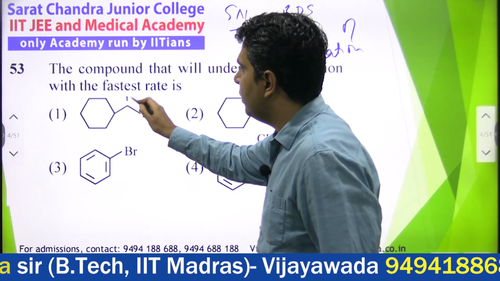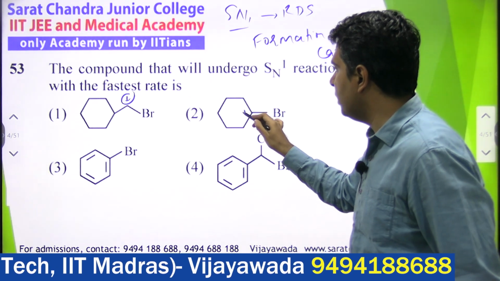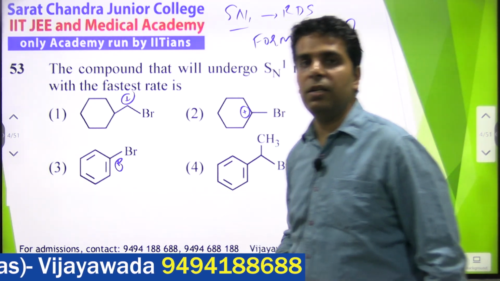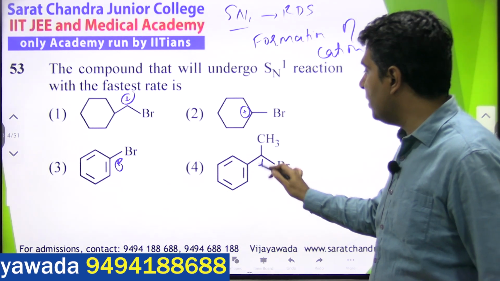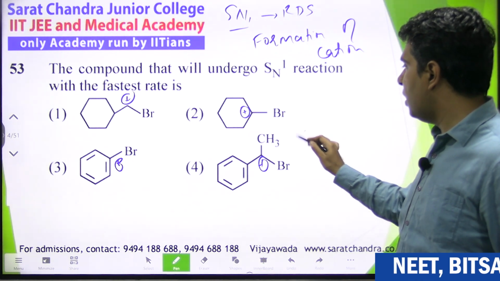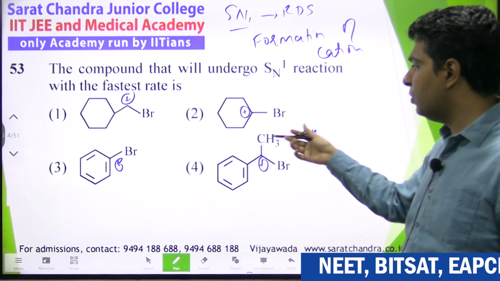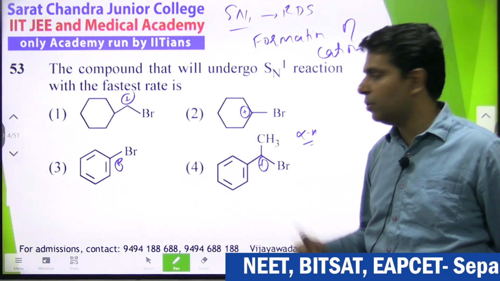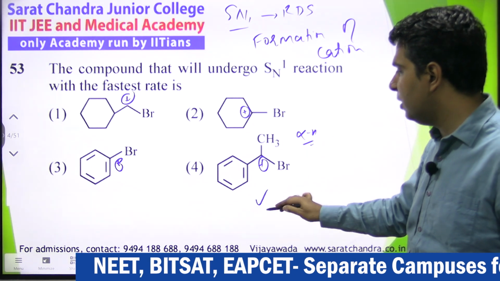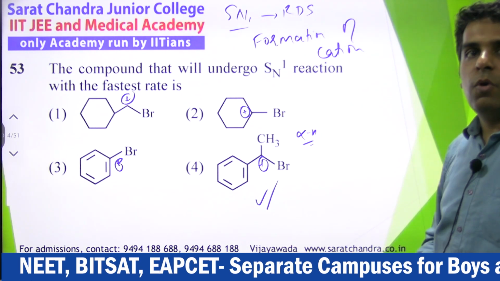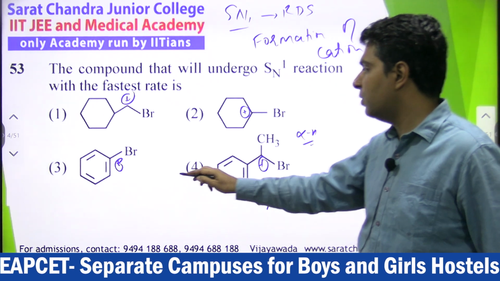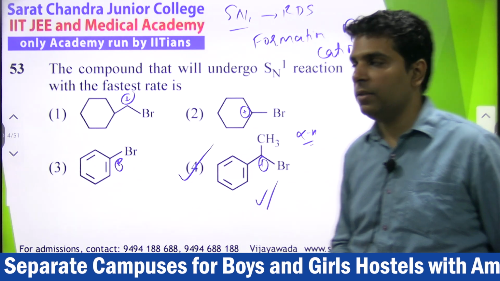So over here, this will give me primary carbocation, this will give me secondary carbocation, this will give me phenyl carbocation, that is highly unstable, and this one will give me benzyl carbocation, that is stable, and also there are 3 alpha hydrogens, so that will be stabilized by hyperconjugation of 3 alpha hydrogens, and also benzyl carbocation, which is highly stable. So this will give me the more stable carbocation. So this will undergo SN1 reaction easily because the carbocation will be formed more easily.